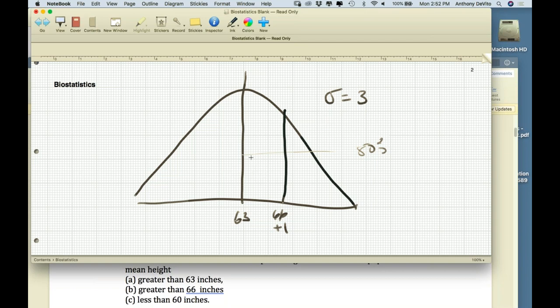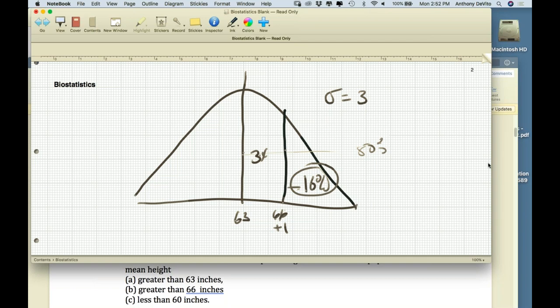So what area is between the mean and 1 standard deviation above the mean? 34, right? Because we said if you include the one below and one above, that's 68, so 34 each side. So what percentage of the population is above 66? Bingo, that's it, 16% of the population. Okay, very good. So that's really what this is about.